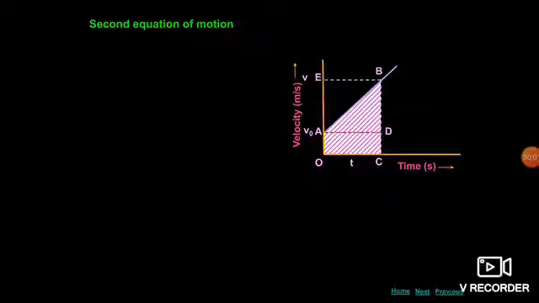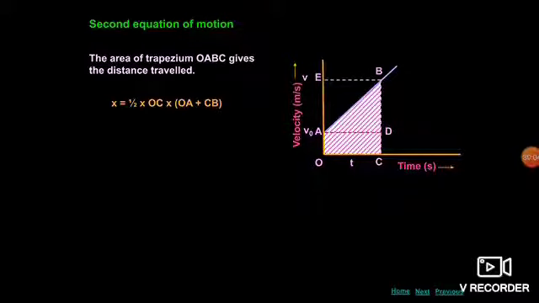Now the second equation of motion, the same graph we'll use. Now we'll find the area of the trapezium. It gives the sum of two parallel sides into height divided by 2. That's why it is written as half into OC into (OA plus CB). Now OC can be taken as t, whereas OA is V0 and CB is taken to be V. Remember one thing, OA is V0 and OE is V. V is not from A to E, V is from O to E, and V0 is from O to A.